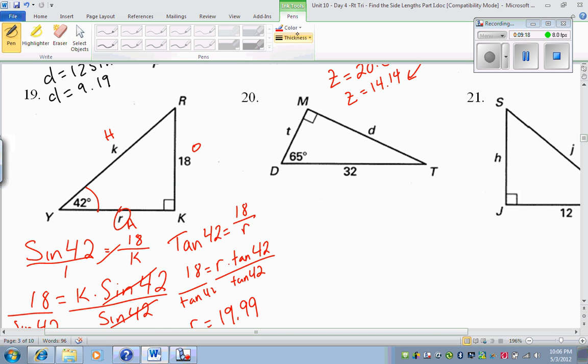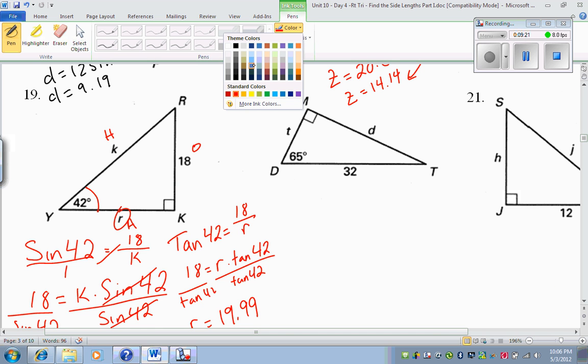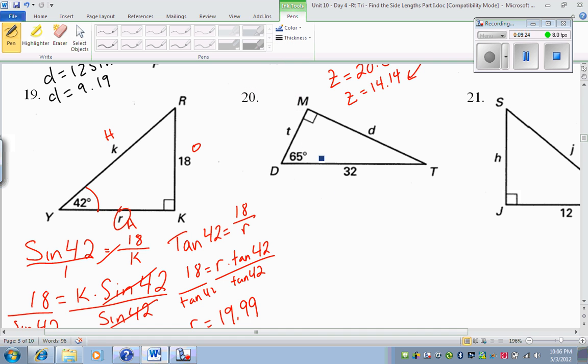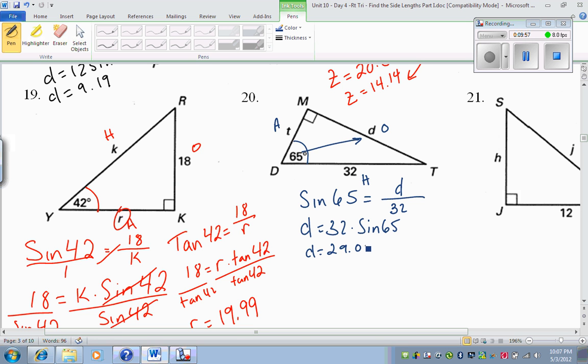So I'm going to change to a different color just for fun. Let's go dark blue. Here's my angle. This is hypotenuse. Back to an easy problem. Here's my opposite because it's opposite of the angle that was given. And this is adjacent. So sine of 65 degrees is opposite, which is d, over hypotenuse, which is 32. So d is equal to 32 times sine 65. And I get 29.00. So d equals 29.00.